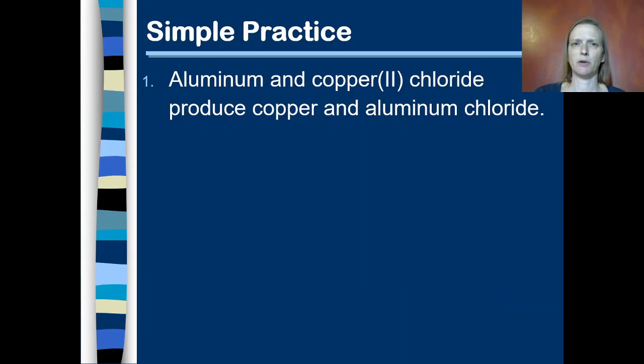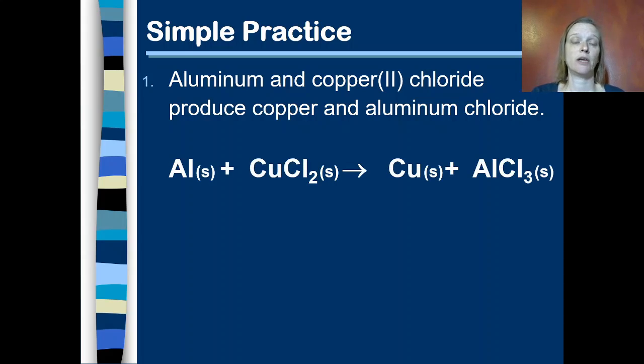So let's do a simple practice exercise. Aluminum and copper-2 chloride produce copper and aluminum chloride. So step one is to write the unbalanced equation. So here is an unbalanced equation. I've got the correct formula for aluminum. It's not a diatomic element.